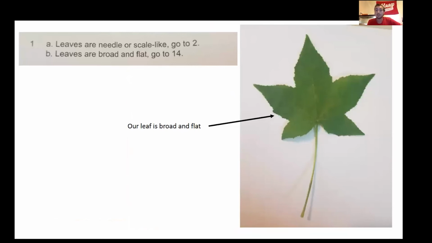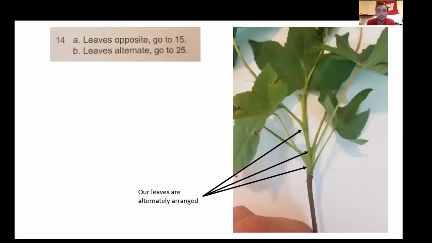So we're going to start right at the beginning, differentiating between our evergreen trees and our more broadleaf trees. It asks if our leaves are needle or scale-like, or if our leaves are broad and flat. Our leaf is very broad and flat, so it does not look like a pine or a spruce or a cedar. It's definitely a deciduous broadleaf tree. So we're going to go to 14 in this book. You'll see that a lot of the keys start off with the same features because they are very useful in differentiating large groups of trees.